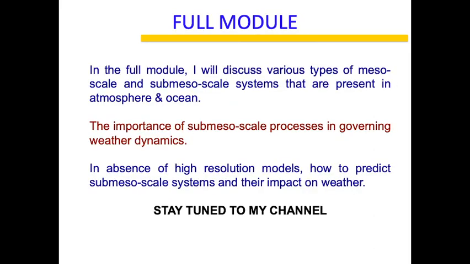So this is just a preview. In the full module, what I'm going to discuss is various types of mesoscale and submesoscale systems that are present in ocean and atmosphere. The importance of submesoscale systems, especially in governing weather dynamics, because we know that models cannot resolve them. I will also talk about mesoscale systems, but the focus will be on submesoscale processes. And in the absence of high resolution models, how to predict these systems based on the dynamics and how to understand their impact on weather.